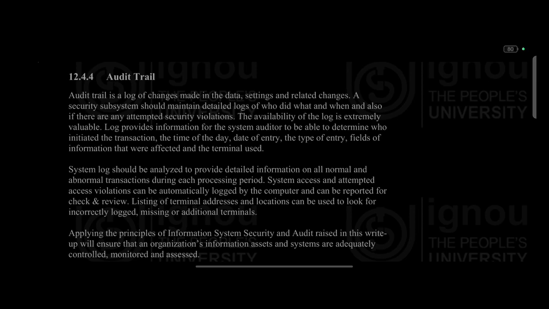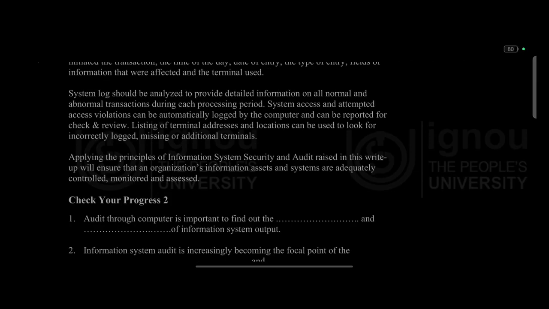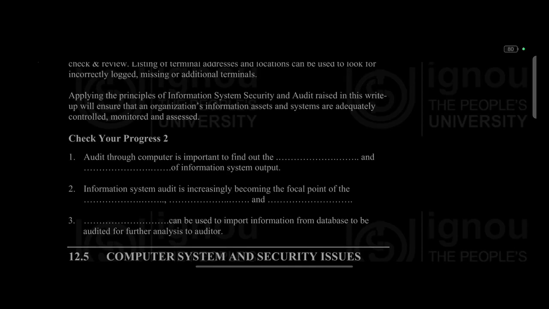The log provides information for the system auditor to be able to determine who initiated the transaction, the time of the day, date of entry, the type of entry, fields of information that were affected, and the terminal used. System logs should be analyzed to provide detailed information on all normal and abnormal transactions during each processing period. System access and attempted access violations can be automatically logged by the computer and can be reported for check and review. Listing of terminal addresses and locations can be used to look for incorrectly logged, missing, or additional terminals.